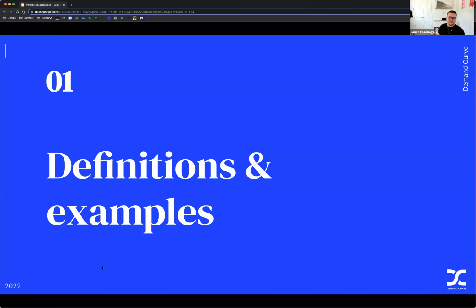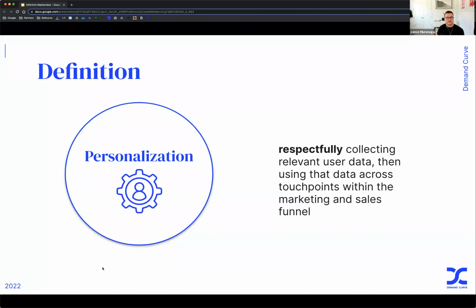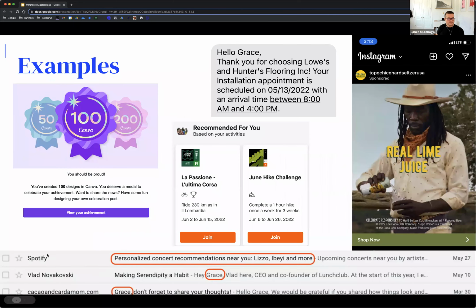So, starting with the first section: what is personalization? The old school definition is the exercise of respectfully collecting relevant user data and then using that data to make experiences for that customer. Examples we've all seen in the wild as consumers, both B2C and B2B, include the requisite email, insert first name, but also apps and products themselves, and how it's evolved.